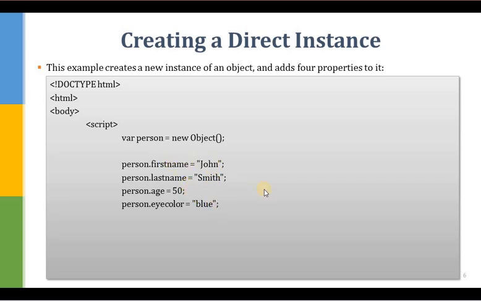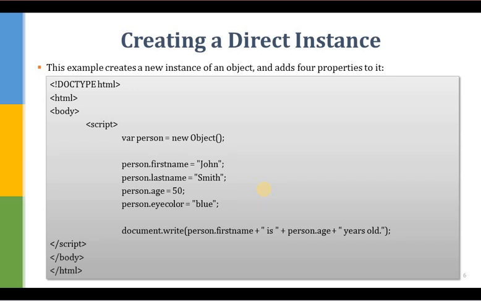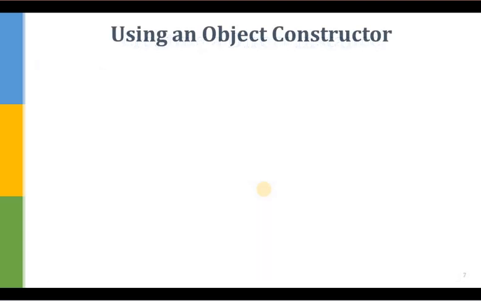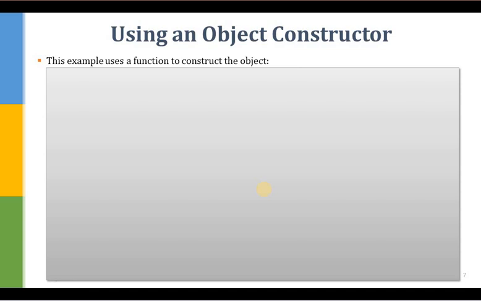Now if I want to access these properties, you just need to write person.firstName, person.age, or person.lastName, like that. It is very easy to understand and implement. Script tag closed and our HTML is closed. So this is how you create a direct instance. Now, using an object constructor, over here you are going to use one function that is named the same as the object name.